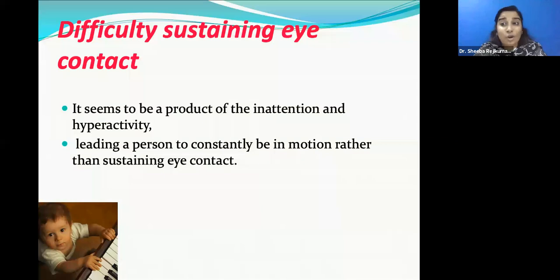They're not at all paying attention. They're not here. They're not in the world. That's about autism. But here, there's a difficulty in sustaining eye contact. It seems to be a product of the inattention and hyperactivity, leading a person to constantly be in motion rather than sustaining eye contact. That's the problem with it.